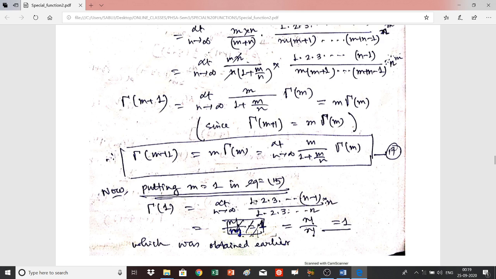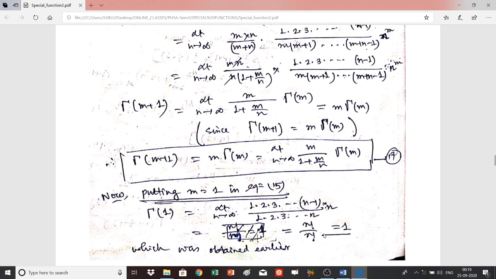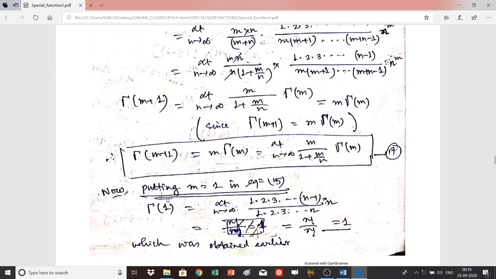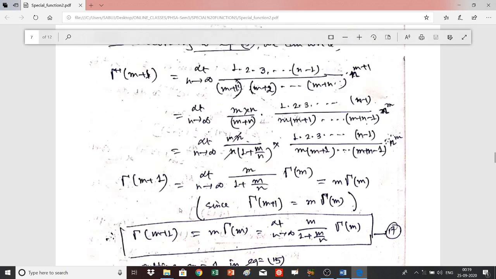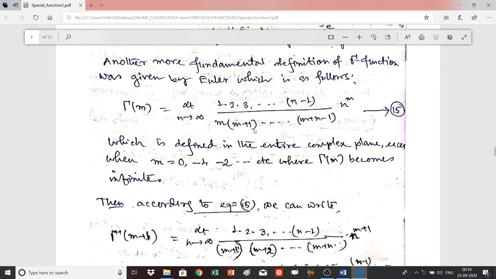So look at this series: it starts from 1 and ends at n, and this series also starts at 1 and ends at n. So this is nothing but n factorial, and this is also nothing but n factorial, that will give you 1. So gamma 1 is equal to 1, which has been derived from the definition of gamma function by Euler. So that is consistent with the value of gamma 1 that was derived earlier. So this seems to be correct. Okay. So another definition of gamma function given by Euler is this.